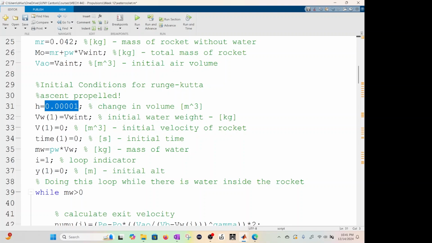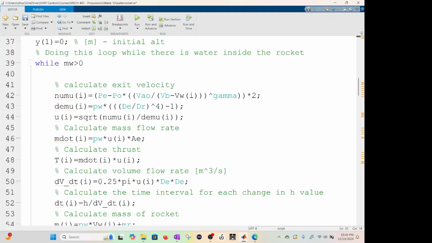Okay. So here's the initial, we need some initial conditions. So initial water height, initial velocity of the rocket, initial time, the mass of the rocket, loop indicator, and initial altitude. Okay. So what I'm doing is changing the water level in the bottle, looking at all of these parameters. And I'm doing that step by step by step until the water is gone.